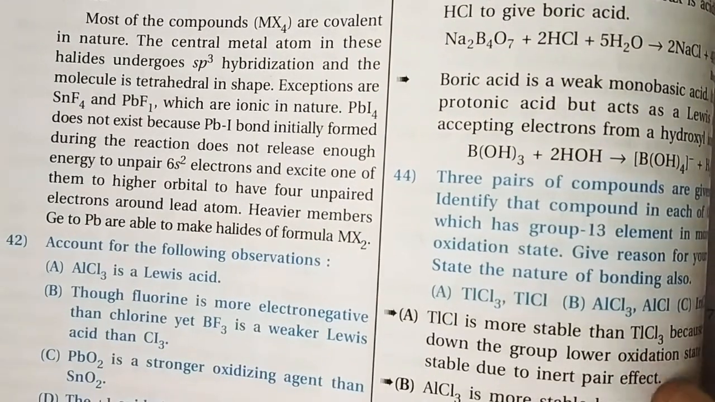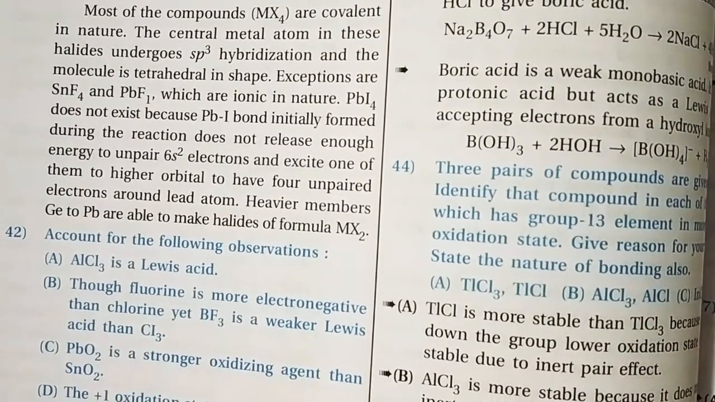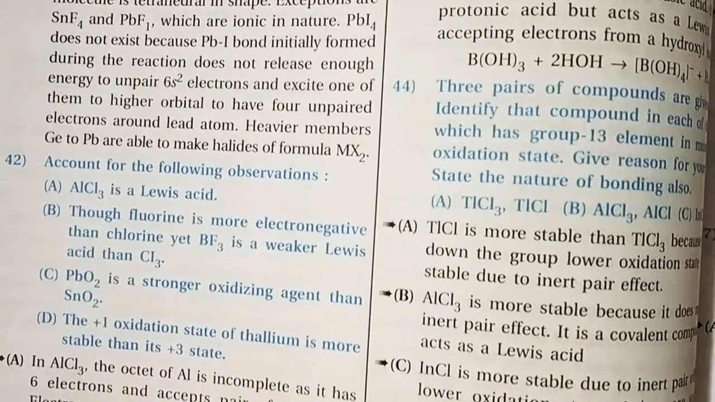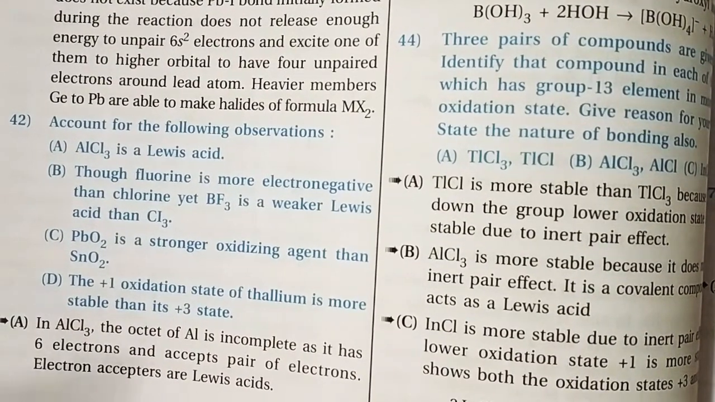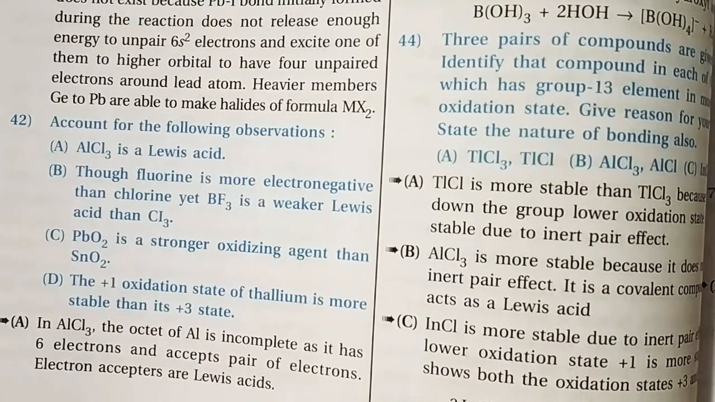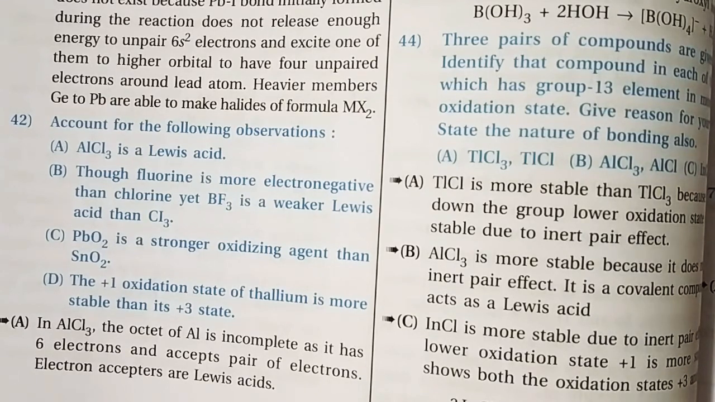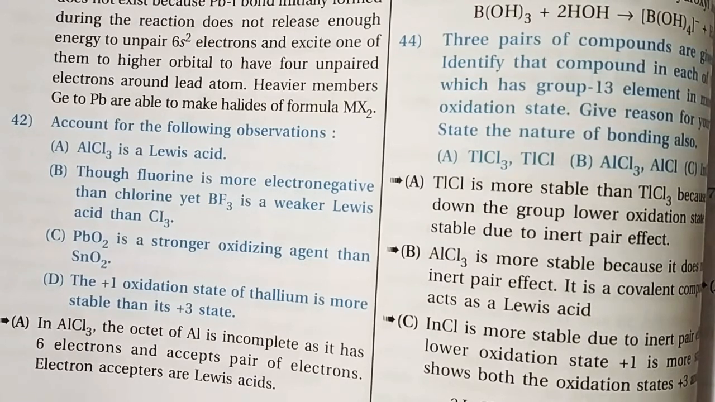Next, question 42. Account for the following observations. AlCl3 is a Lewis acid. We know that in AlCl3 the octet of aluminium is incomplete, because it has 6 electrons. It accepts electrons, and an electron acceptor is a Lewis acid. So this is the first one. Number 2, the reason is true.